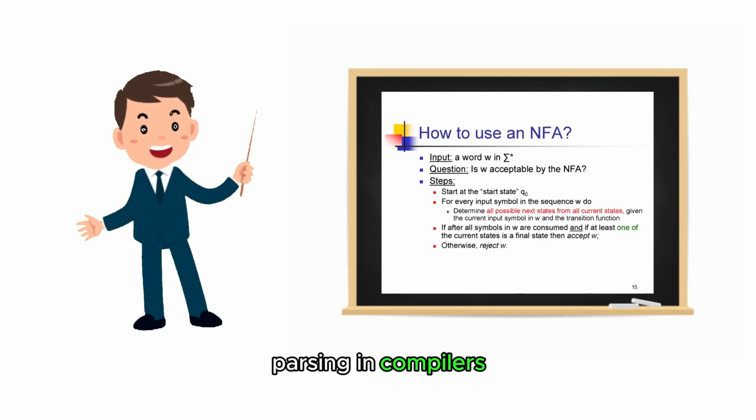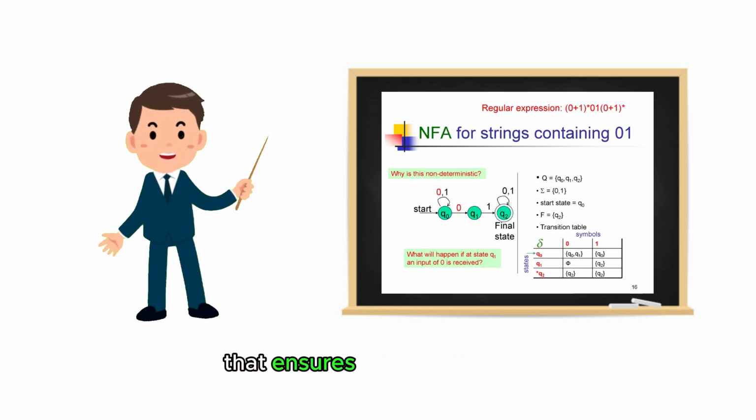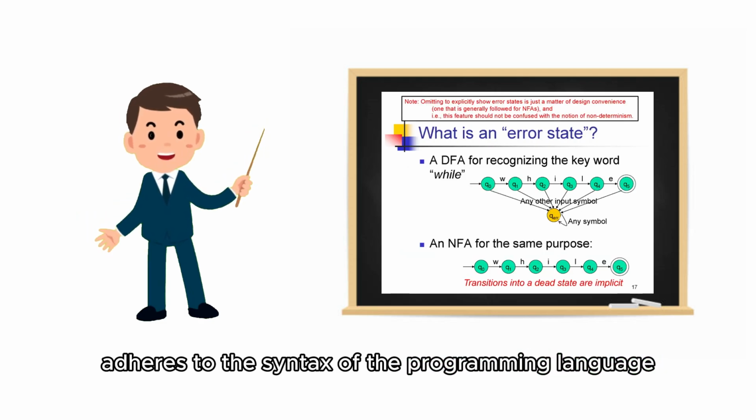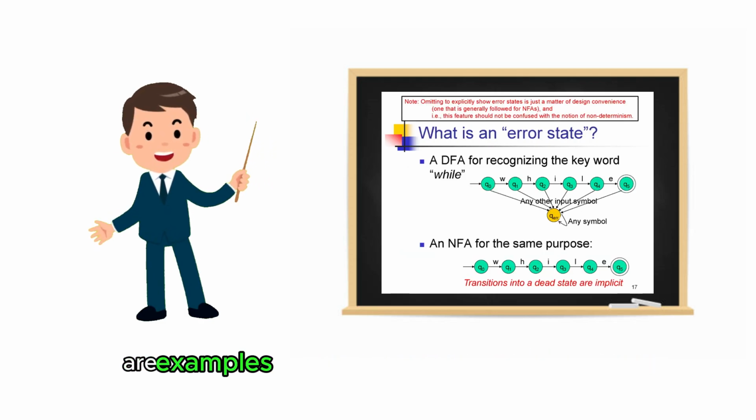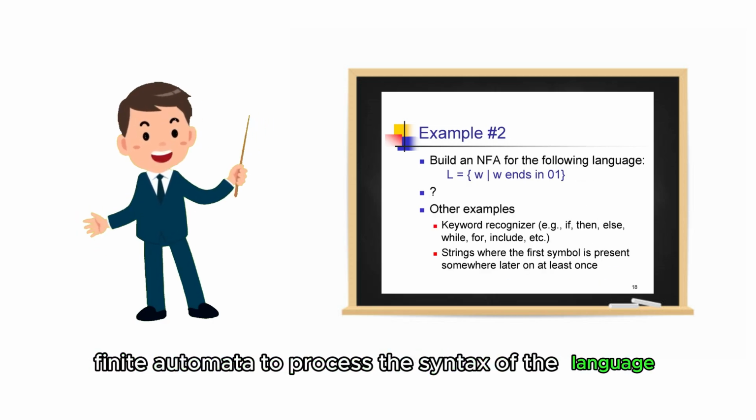Parsing in compilers. In compiler construction, parsing is a crucial step that ensures the source code adheres to the syntax of the programming language. LL parsers and LR parsers are examples of parsing techniques that employ finite automata to process the syntax of the language.